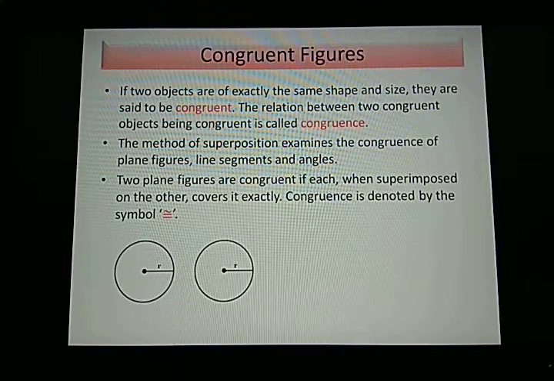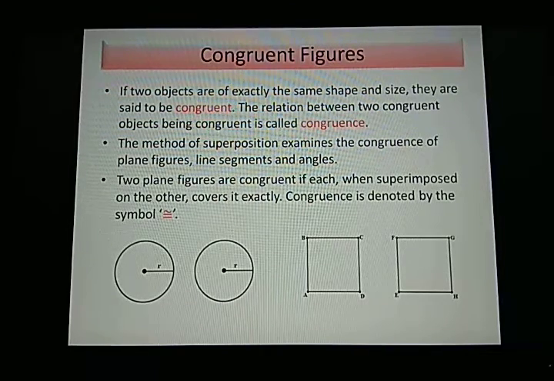Say for example, these two circles have the same radius r. Do you think that this first circle will exactly sit upon the second circle? Yes, that's absolutely correct, because both circles have the same radii. If we cut the first circle and try to put it upon the second circle, it will completely superimpose on it. As a result, we can say that both these circles are congruent.